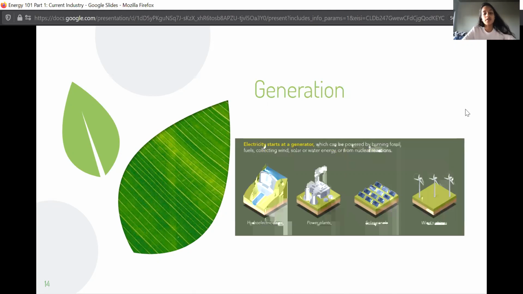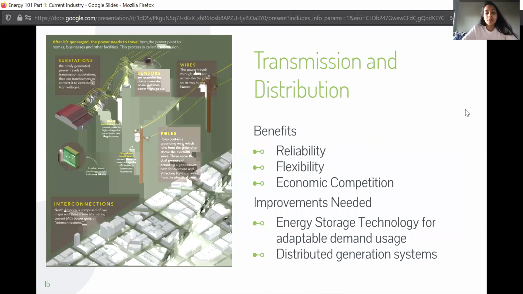So the first step in the grid is the generator. And the generator can only be built with approval from the PUC, which is the Public Utility Commission, or the PSC, which is the Public Service Commission. And these agencies set appropriate electricity rates within their state that the utilities must abide by. Next slide.